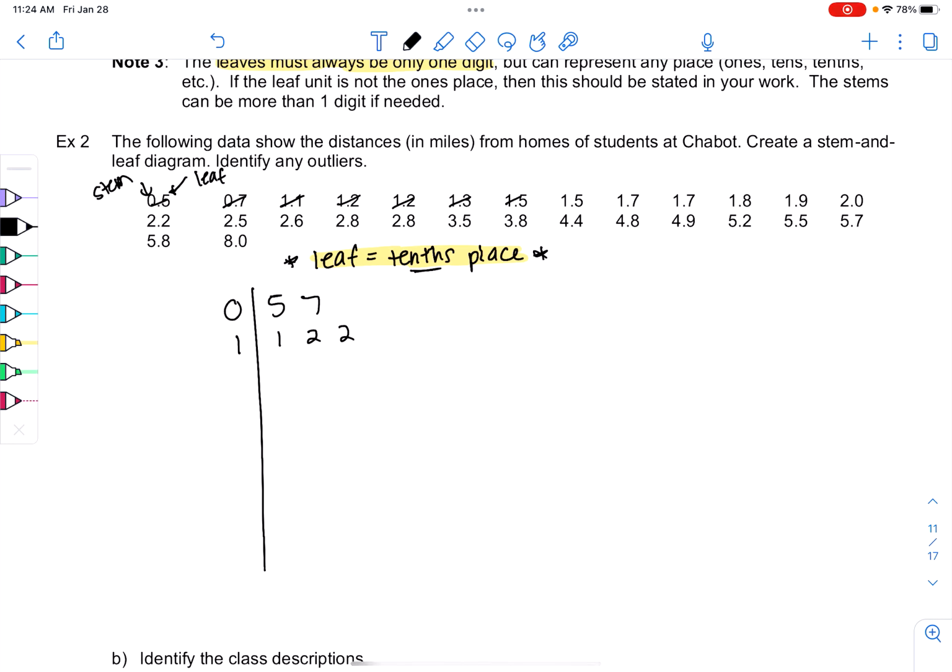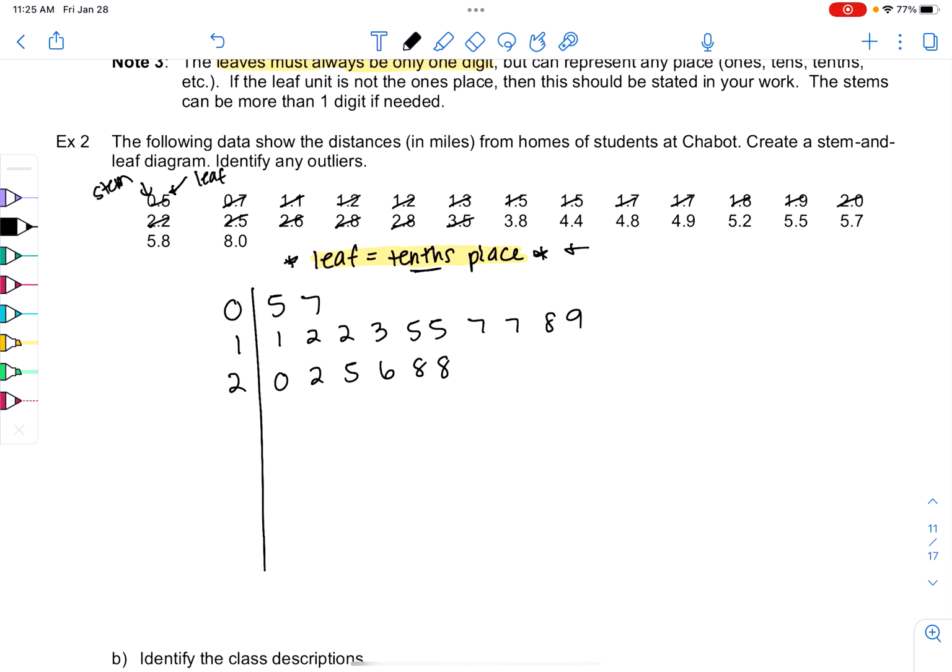So 3, 5, 5, 7, 7, 8, 9. So all of these are 1.7, 1.7, 1.8, 1.9. Again, because of this note. So for the 2s, we have 2.0, 2.2, 2.5, 2.6. Notice I'm trying to keep those numbers around the same size as best as I can. 2.8 and 2.8.